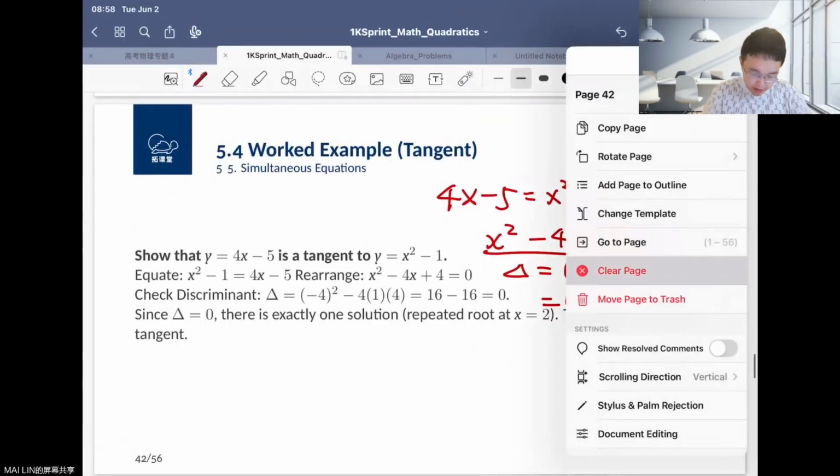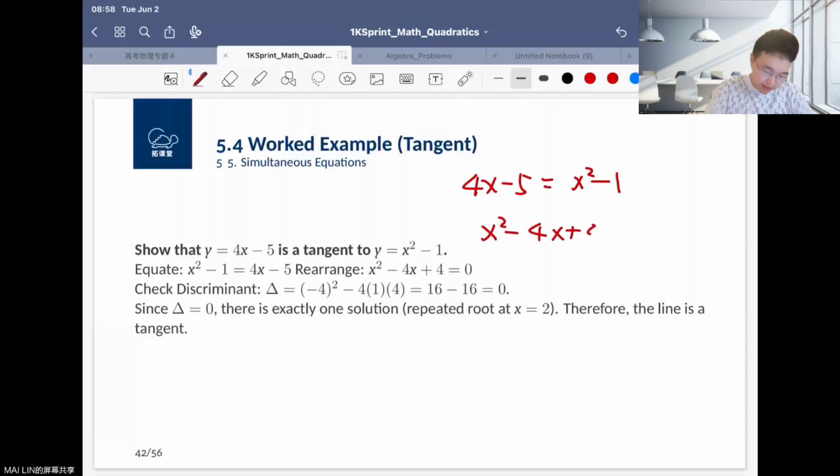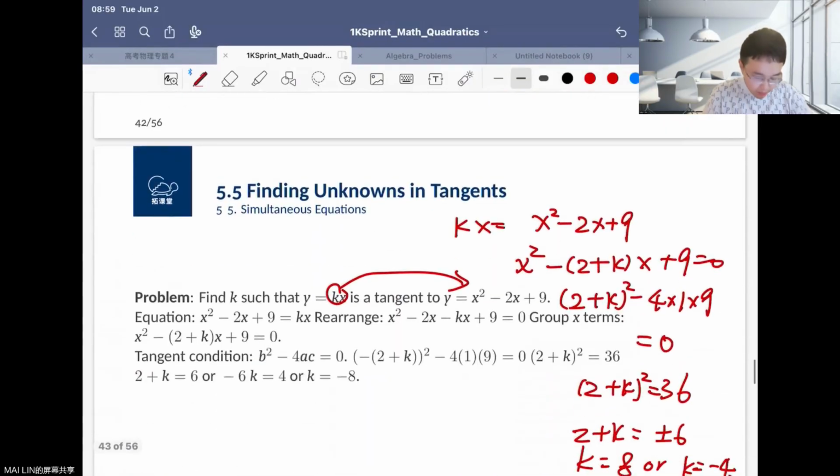Here's another example: the line y = 4x - 5 is a tangent to y = x squared - 1. Put them together and rearrange as x squared - 4x + 4 = 0. Because it is a tangent, there is only one intercept, which means only one root. So the discriminant, (-4) squared minus 4 times a times c, equals 0. There is only one intercept and the line is a tangent.